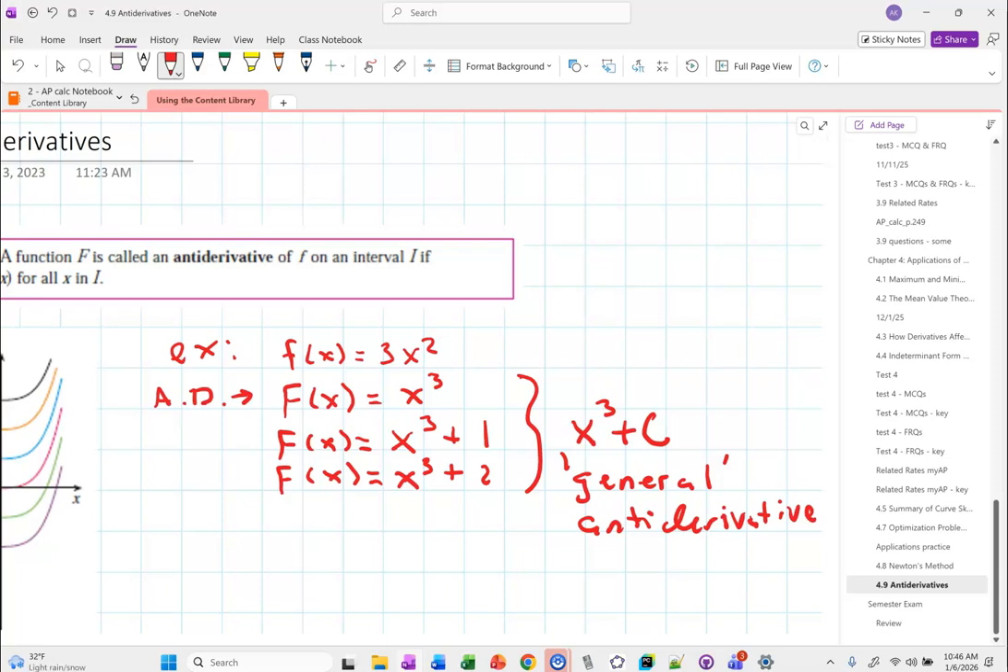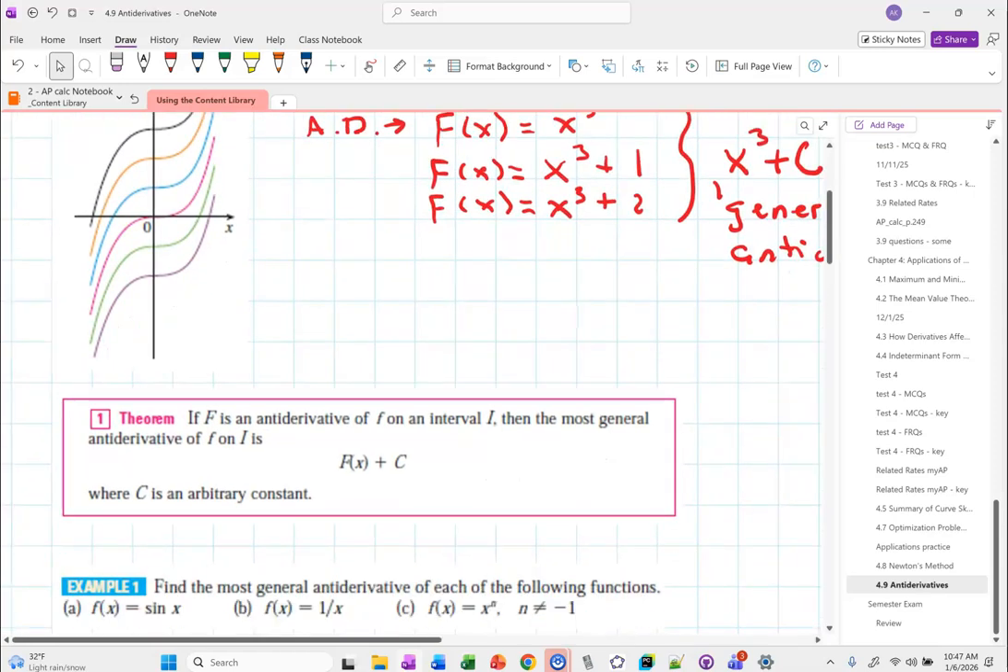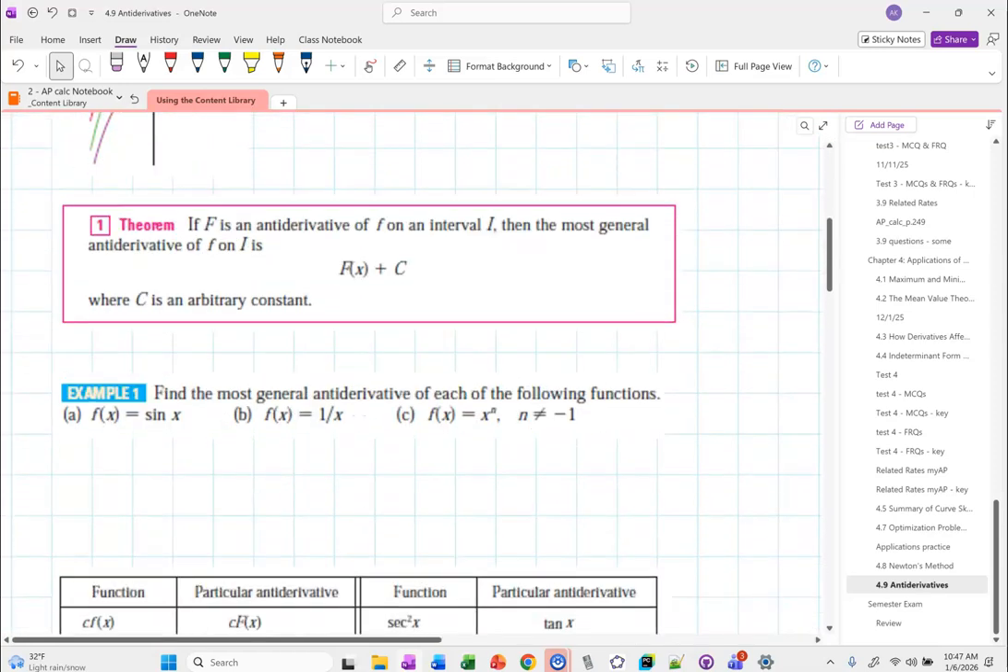And the reason we get infinitely many outputs is all you have to do is change the constant at the end, and you get a new distinct antiderivative. Yeah, it's good? Okay. So the general antiderivative is just some F of x plus c, exactly what we observed before, right?